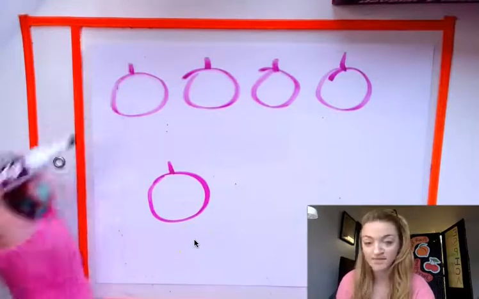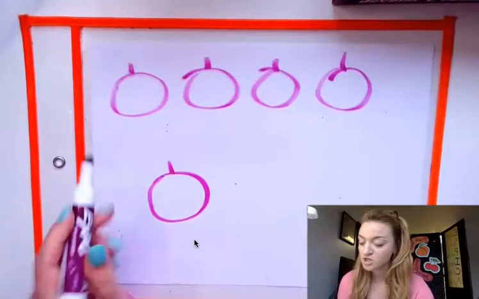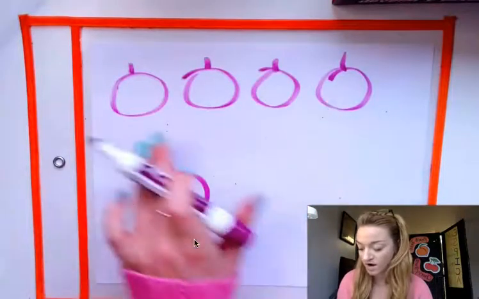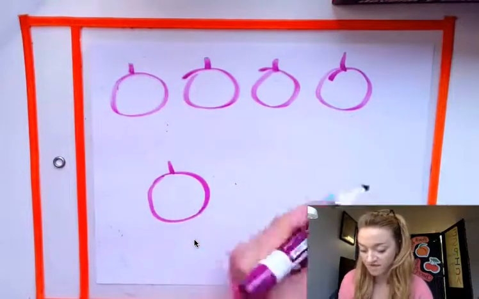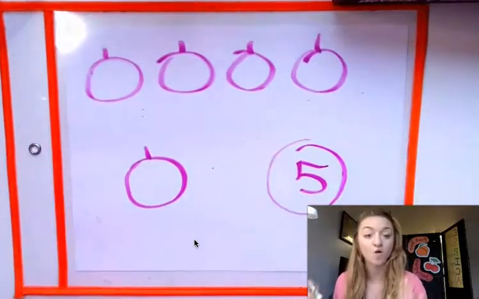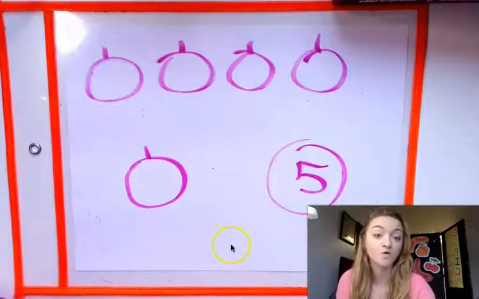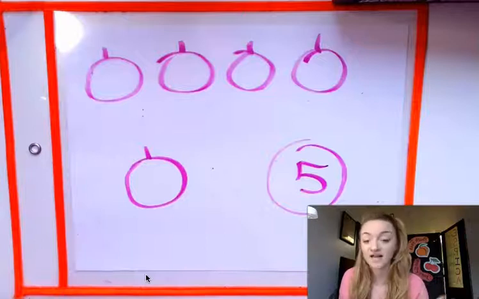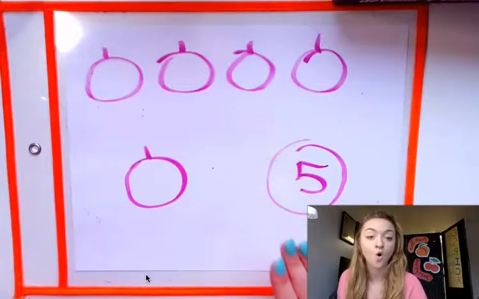So we had 4 pumpkins, then Catherine bought 1 more. So altogether I see a group of 4, and I'm gonna count on 1 more. I have 4, 5. So I'm seeing 5 pumpkins all together. So that's how I found my answer for part 1. I didn't make a number sentence yet. I haven't even made a number bond yet. I just found my whole.